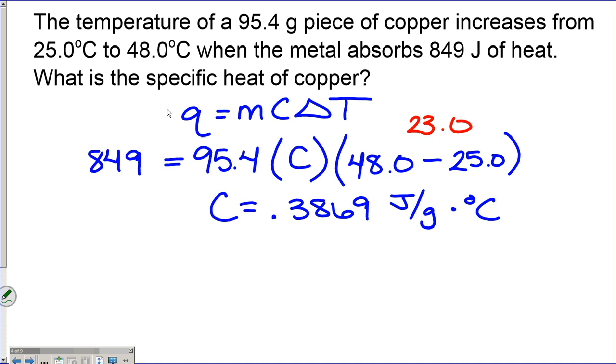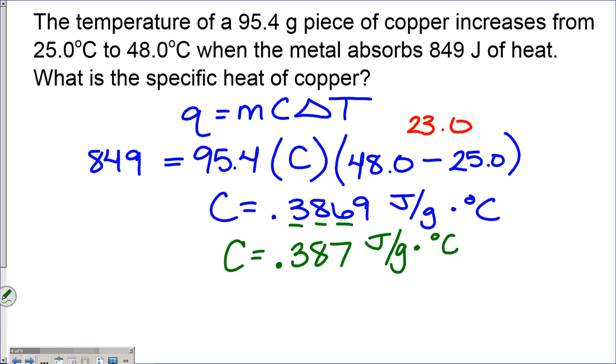995.4 has 3 sig figs. When you did your change in temperature, the 48 minus the 25, they both had 1 decimal place, so we have 23.0, which has 3 sig figs. So our answer needs to be rounded to 3 sig figs. So you want to round it to that 3rd decimal place. So our specific heat is going to be 0.387 joules divided by grams times degrees Celsius. So always remember in the back of your mind, think about your units and think about your sig figs.